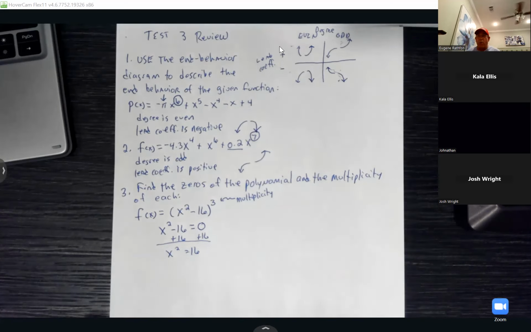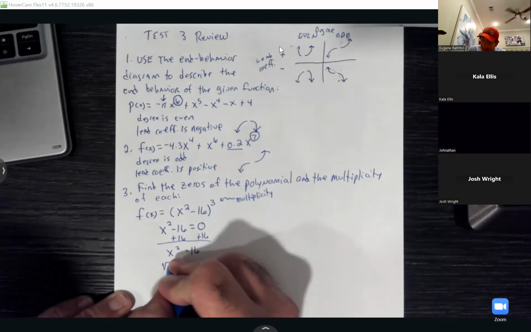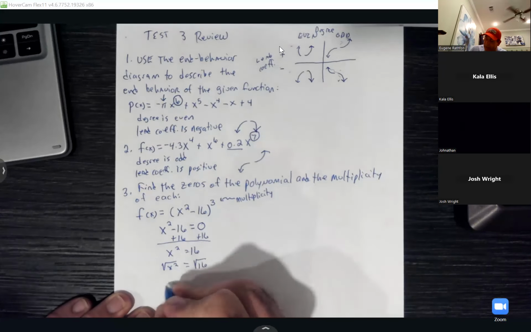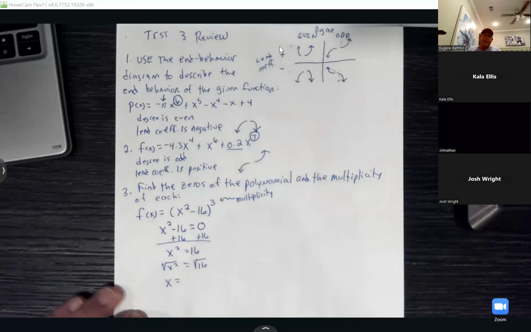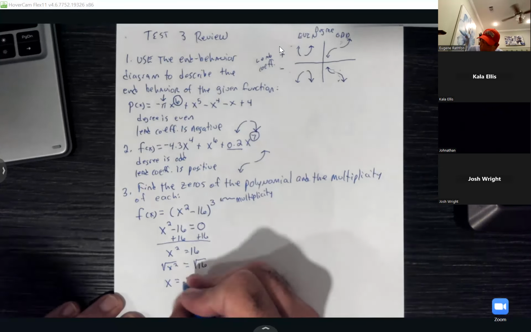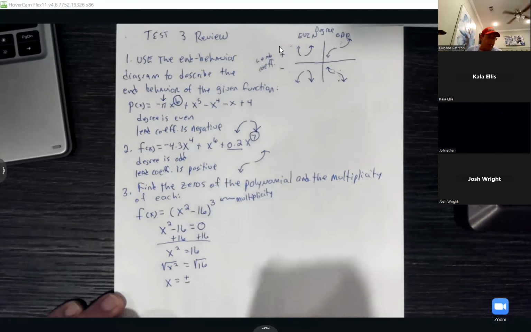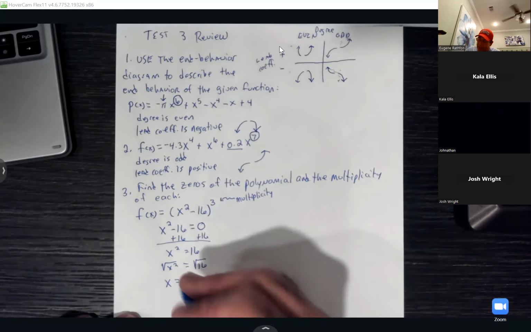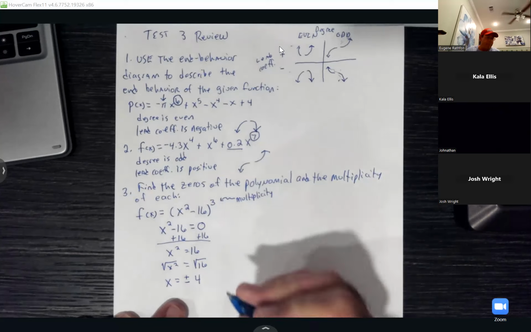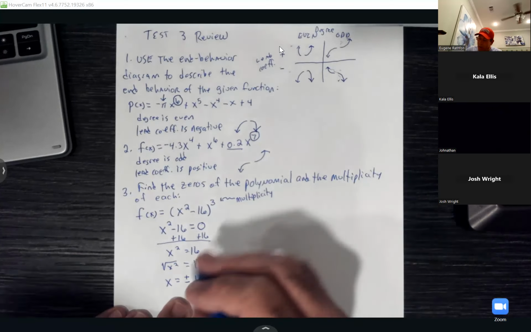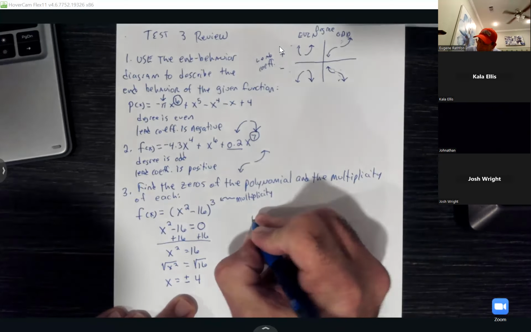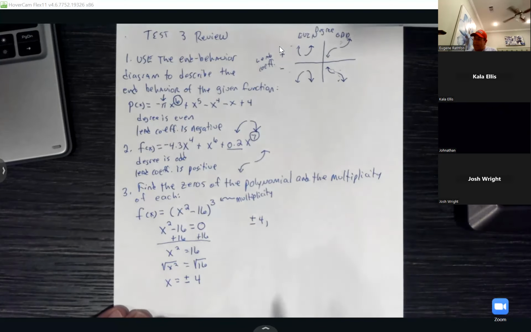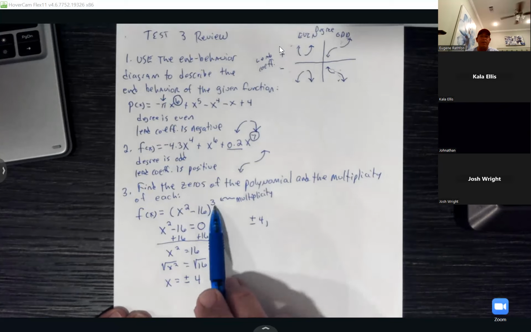And then I'm going to take square roots of both sides. So the square root of x squared gives me an x. Now remember, for the square root of 16, we need to use our plus or minus. Then taking the square root of 16 gives us 4. So my zeros are plus or minus 4, and each has a multiplicity of 3.